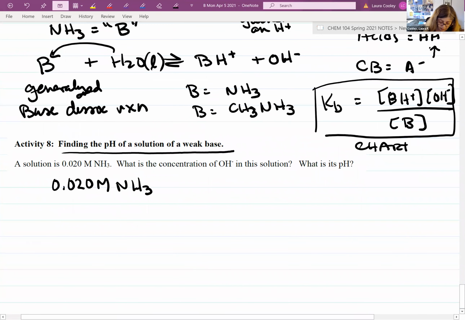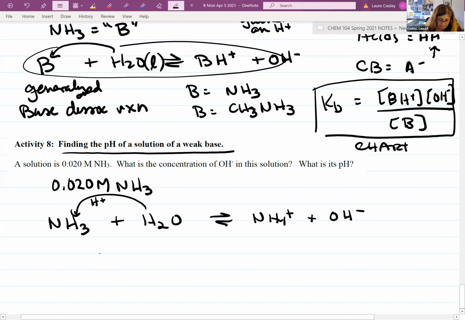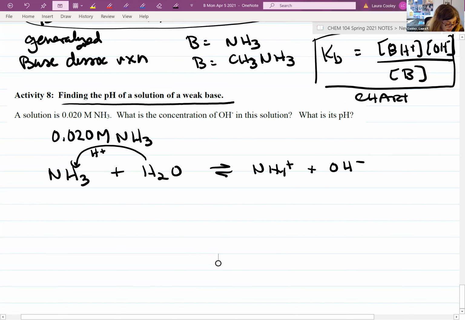So if I have 0.02 molar ammonia, and I write that equilibrium, accepting a proton, it looks like this, but with ammonia. So I want to figure out what is the pH. Well, if I have the hydroxide concentration, I could get the pH from that, right? Because I know how to go from OH- to H3O+ to pH, or I could go from OH- to pOH to pH. I could find the pH either way.